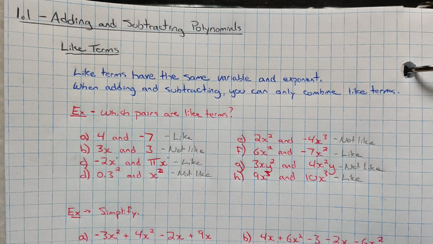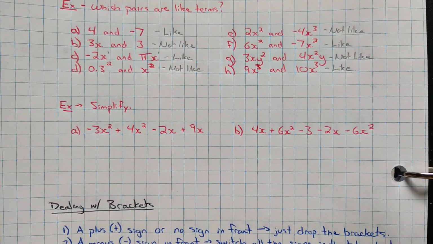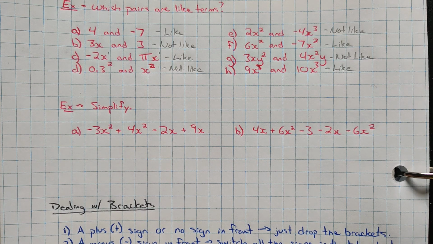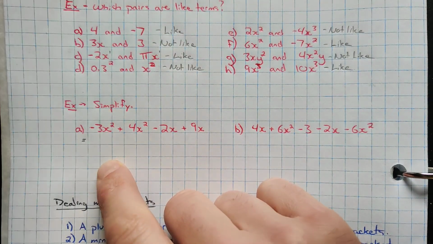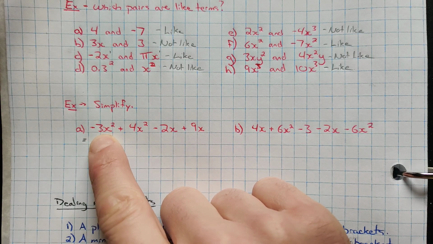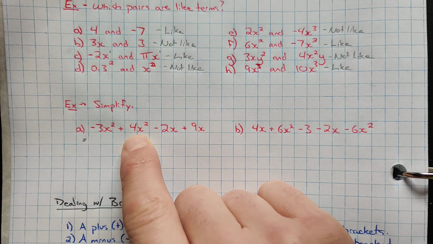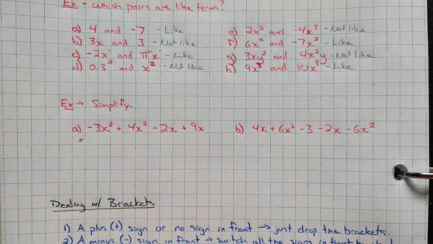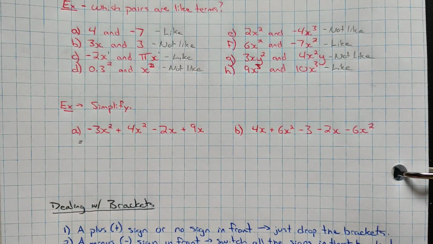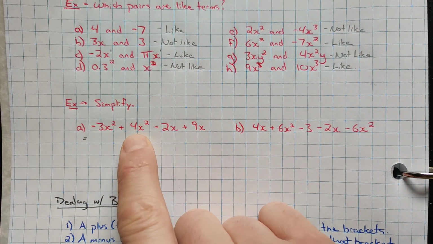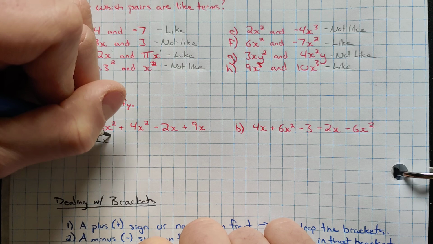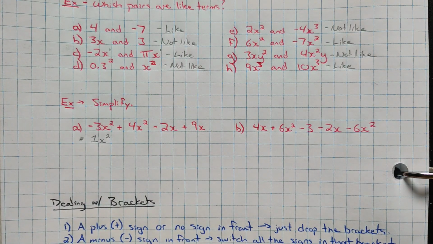So as an example of actually adding and subtracting some of these terms, we'll take a look at a couple of simplifications. When you're asked to simplify, that means you're going to be collecting any like terms, adding and subtracting them as necessary. In the first case, we have a negative 3x squared and a plus 4x squared. We're only worried about adding and subtracting the numerical portion, the coefficient of them. We have negative 3 and we have plus 4. Negative 3 plus 4 is 1, and then it's an x squared. So there's 1x squared there.